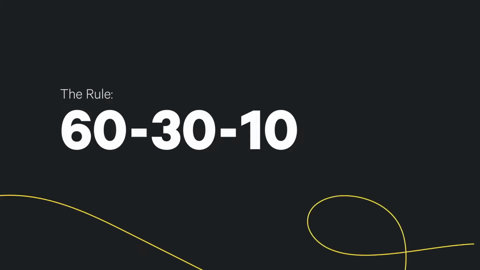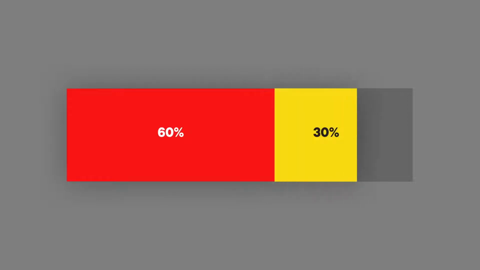Great, but how do we do that, Greg? I'm glad you asked. Let's talk about the 60-30-10 rule. Think of it as a recipe for how much of each color you should use. So your primary, you want to use 60% of the time, your secondary 30%, and your accent color only 10%. Like most areas of design, there are well-established rules to help guide your decision making. This isn't a hard and fast rule, but it's a good place to start.